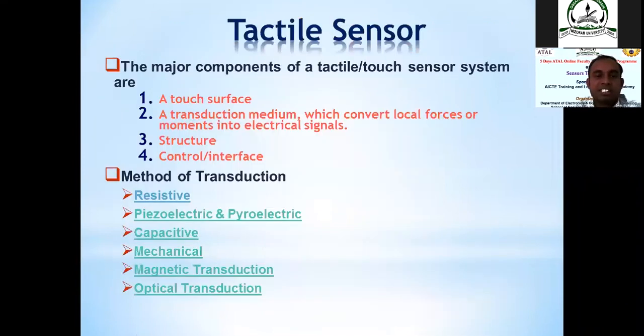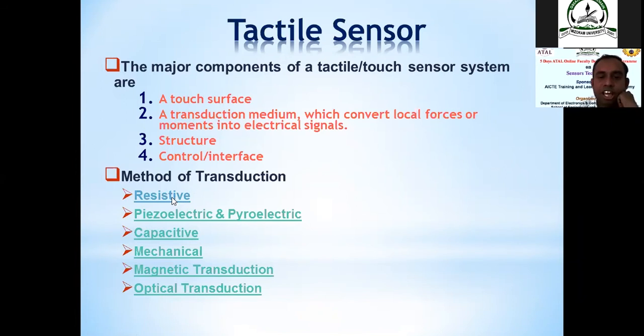Now, the tactile sensor. The major components are four. A touch surface should be there, then a transduction medium, which will convert the force to an electrical signal, then the structure, and the control and interface. Now, this transduction method can be of different types. It may be resistive, piezoelectric, capacitive, mechanical, or optical transduction also.